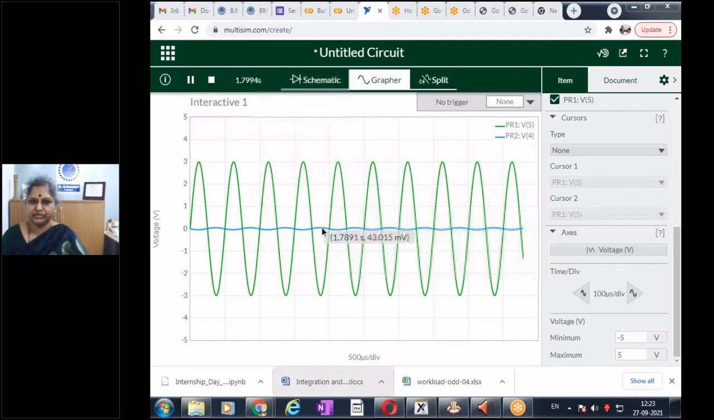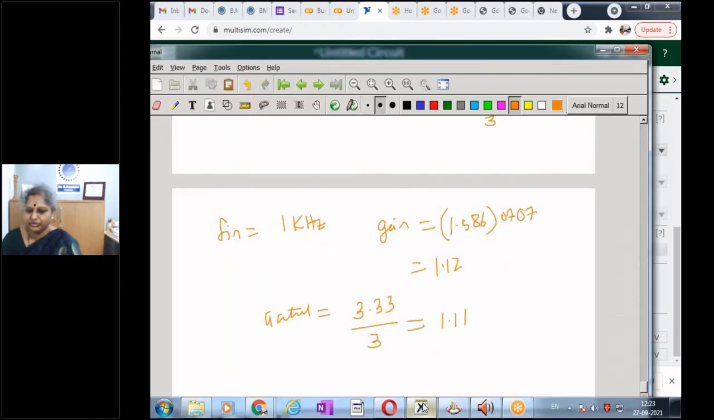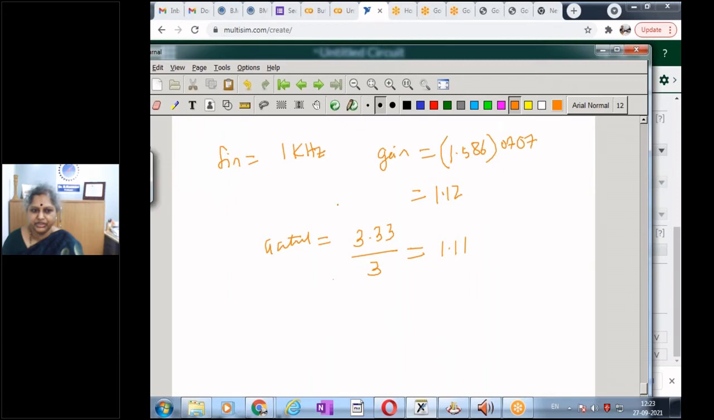Around 0.045. Output is around 0.045. See, because it has now from the first order, we have gone to the second order, and you see how the output has drastically decreased. So we are getting my output peak around 0.04645.